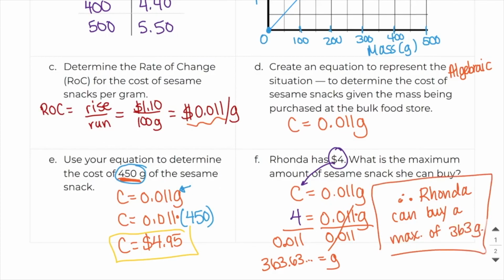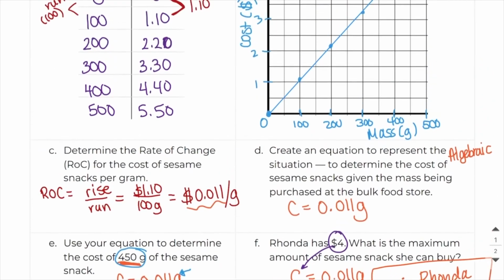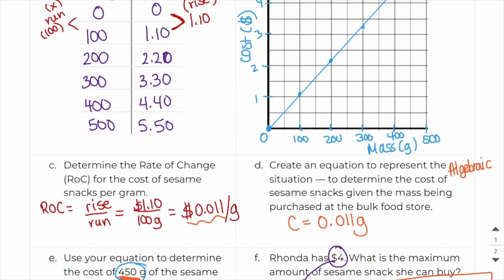Okay, let's check to see if that's right in our graph. So we know that she has $4. So if I go over to $4 on my graph, I can see here that this will fall a little bit after 350. So 363 definitely seems like an answer that makes sense.